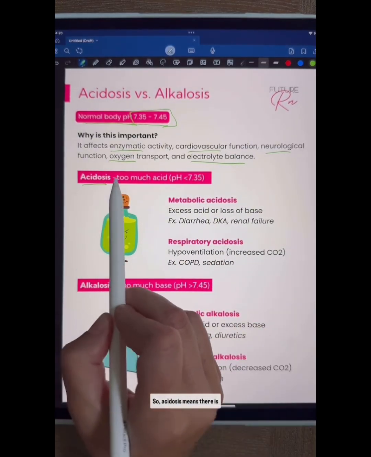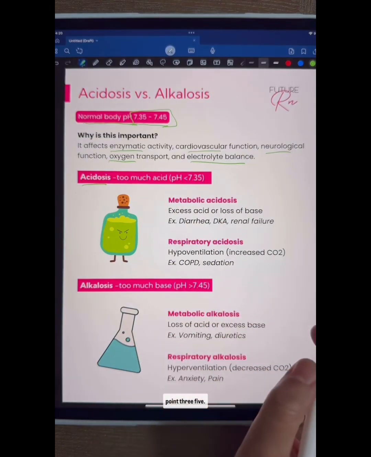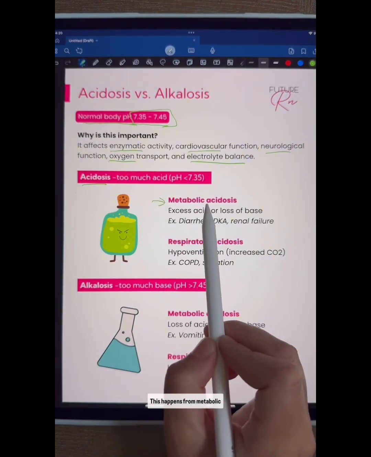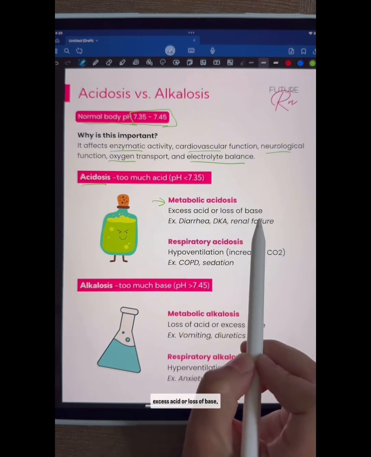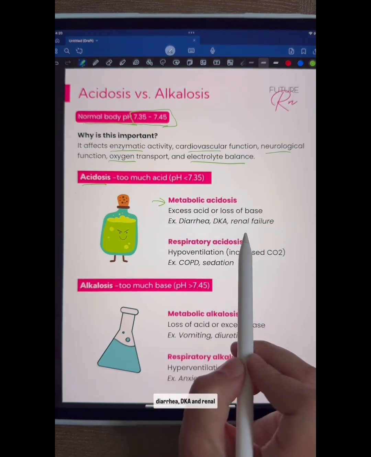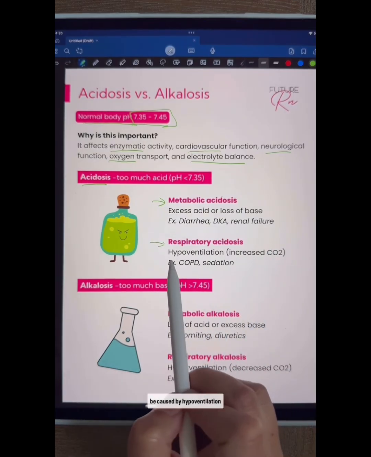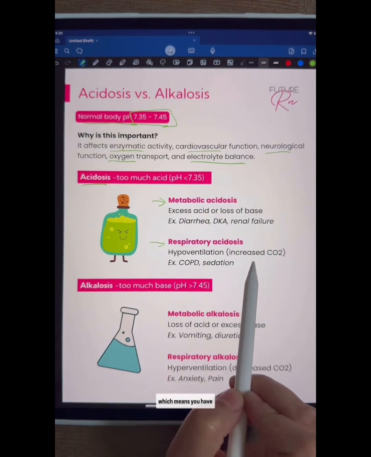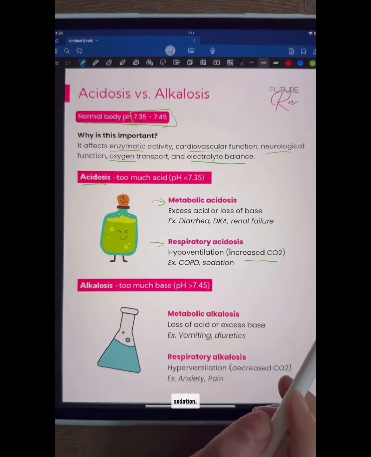So acidosis means there's too much acid, so any pH less than 7.35. This happens from metabolic causes, so metabolic acidosis can be excess acid or loss of base. Diarrhea, DKA, and renal failure are causes for that. And respiratory acidosis can be caused by hypoventilation, which means you have increased CO2. Examples of that would be COPD or sedation.